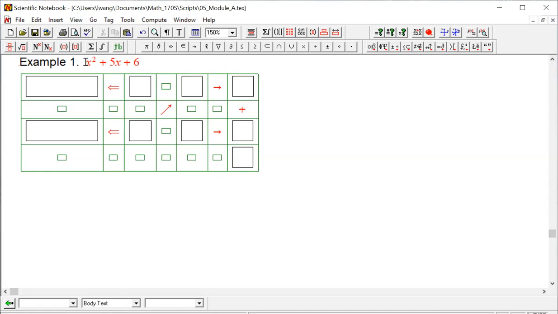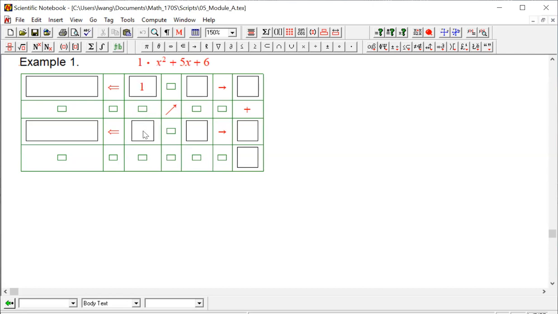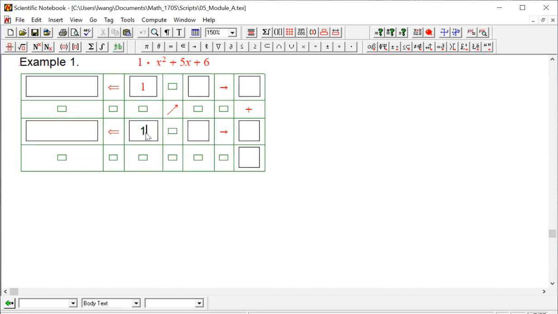First of all, when we look at the leading coefficient, which is 1, you can write it down visibly or invisibly. It's 1 times x squared. So this 1 is written as 1 times 1, vertically. This is how we're going to set up the game before it starts.